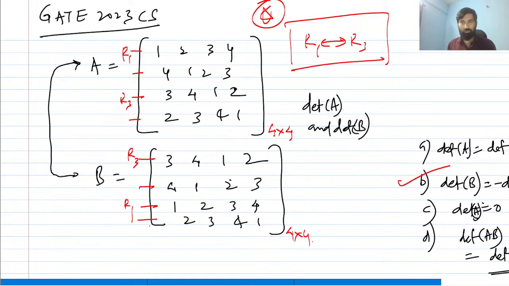So the answer for this question will be option B, because R1 and R3 are being interchanged. You see that in the matrix A, this was row number 3. R2 and R4 are the same, but now it has become R3, it has become R1. So what have you done? You have taken equation number 1 as equation number 3, and equation number 3 as equation number 1, nothing else.